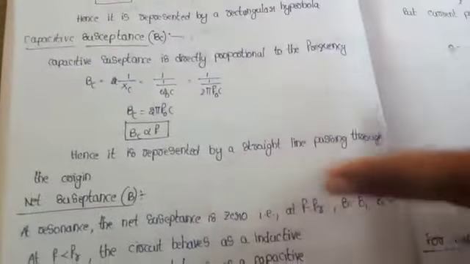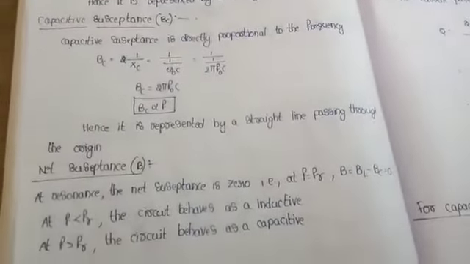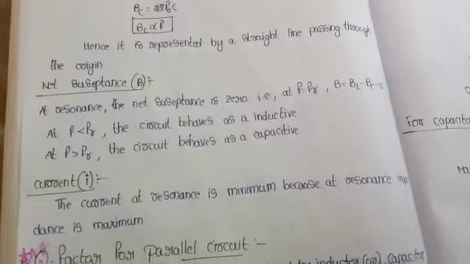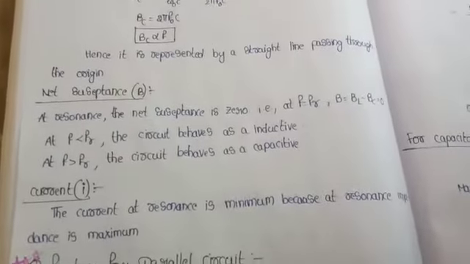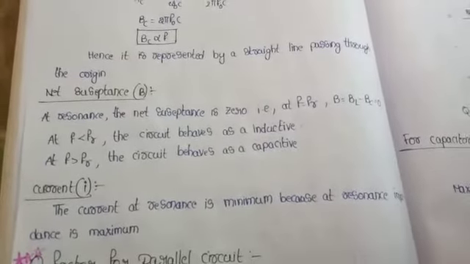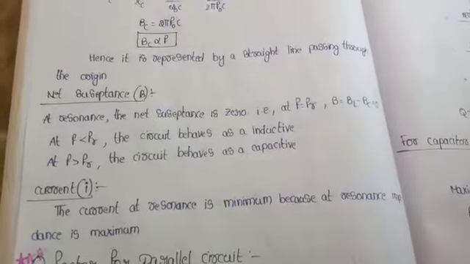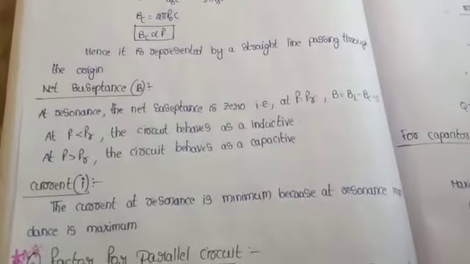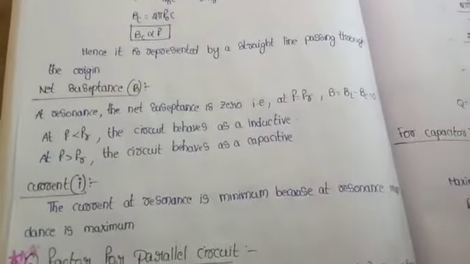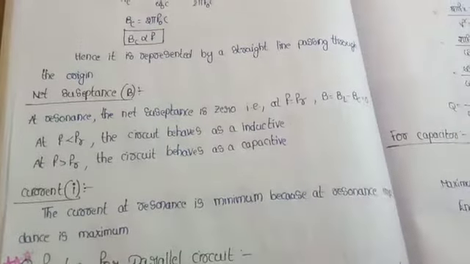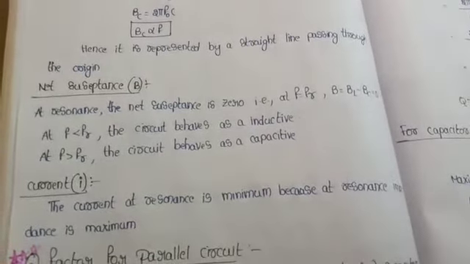So net susceptance at resonance is 0, similar to net reactance: BL minus BC equal to 0. Below the resonant frequency, the circuit behaves as inductive. Above the resonant frequency, the circuit behaves as capacitive. Exactly opposite to that of the series resonant circuit.